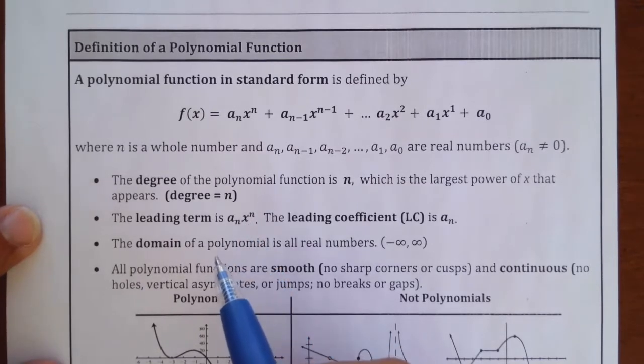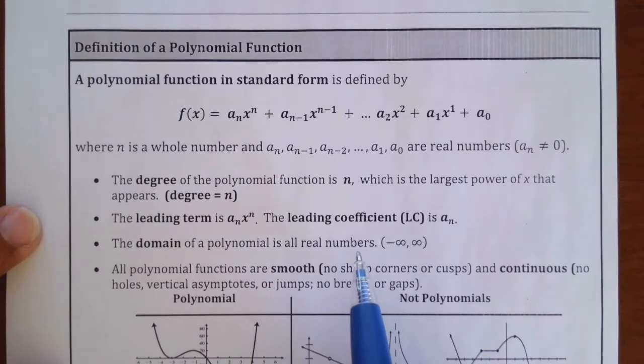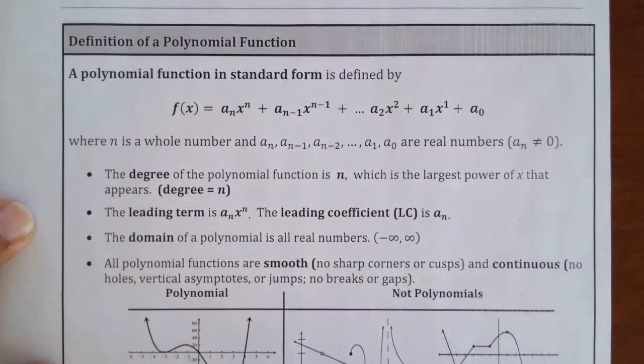The nice thing about all polynomials is the domain of any polynomial function is always all real numbers. And then we have to remember that polynomials are smooth functions. There are no sharp corners or cusps. They're continuous. There are no holes or asymptotes or jumps or breaks or anything.